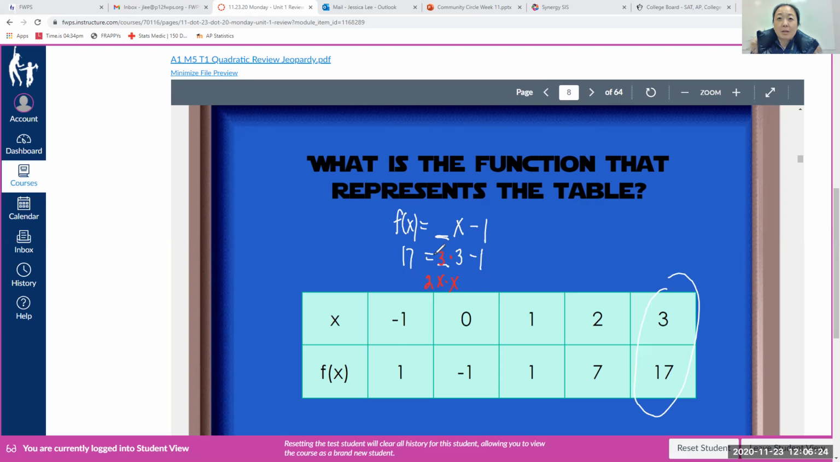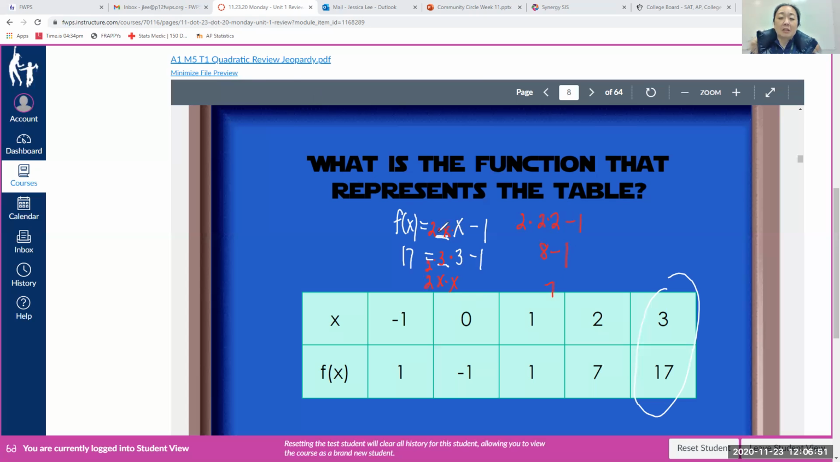So this would be 2 times 3 times 3. Go 2 times x times x. That will give me 18. And then subtract 1, which would be 17. Okay, let's try this. So 2 times x. So it's going to be 2 times 2 times 2 minus 1. So that's going to be 2, 4, 8. Ooh, 8 minus 1, that's 7. Yes. Okay, let's try that one more time.